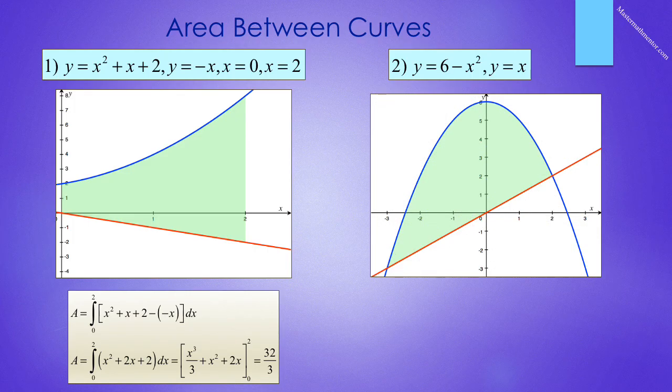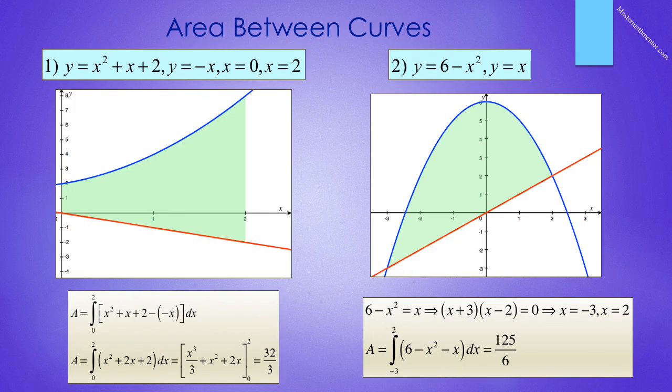Our second problem is to find the area between y equals 6 minus x squared and y is equal to x. In the first problem, we have two lines, x is equal to 0 and x is equal to 2, as our left and right borders. This problem does not give that, which means we have to find their points of intersection.